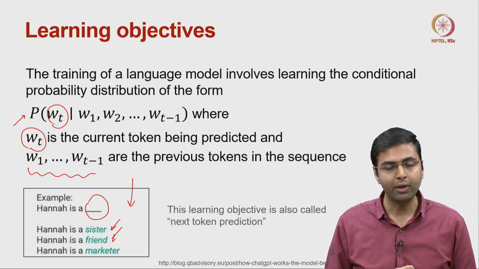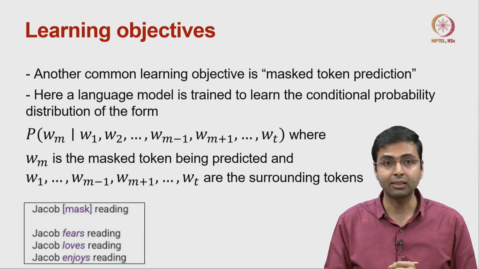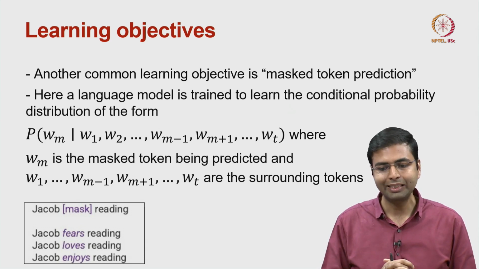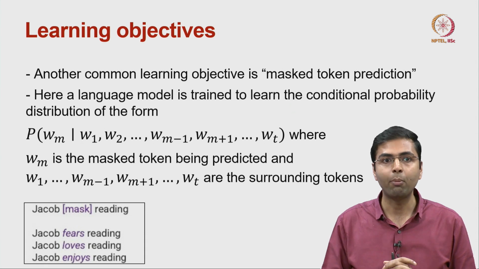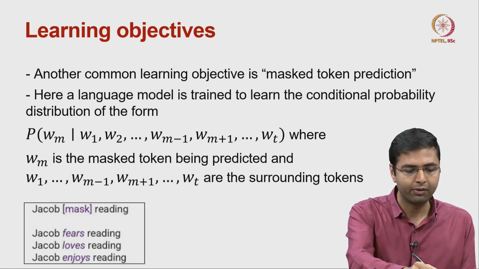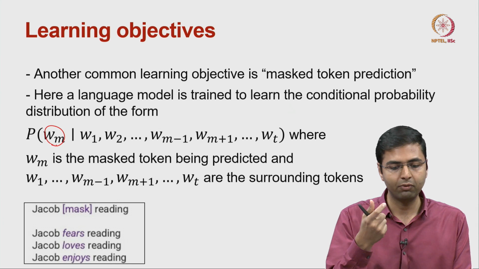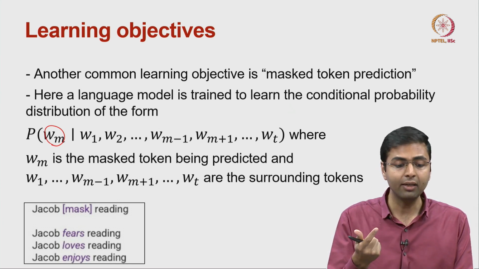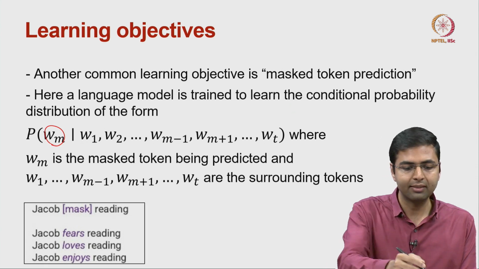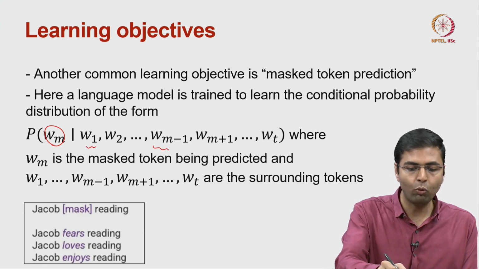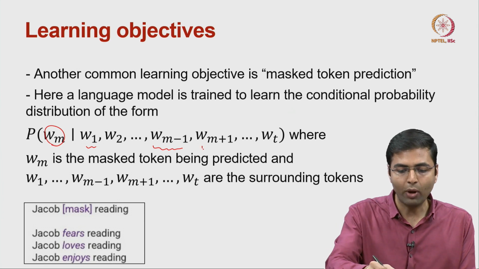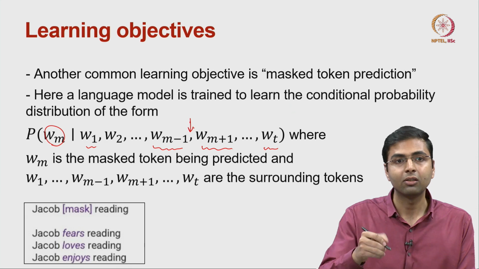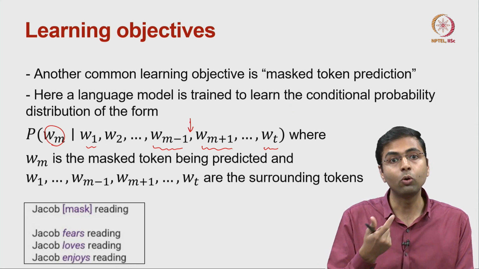There is another commonly used learning objective which is called masked token prediction. Here, a language model is trained to learn the conditional probability distribution of the form P(Wm), where Wm is the masked token that is being predicted, given the surrounding tokens, that is W1 to Wm minus 1 and Wm plus 1 to Wt. So, here the masked token is not known to the model.